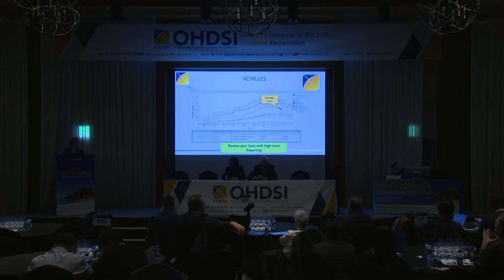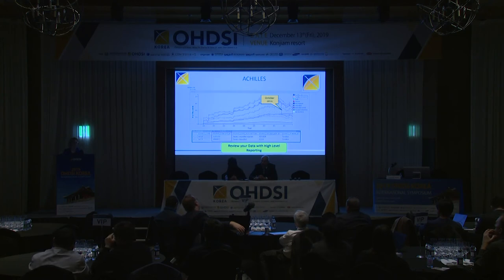One of my favorite parts of Achilles is this data density plot, which is a very simple plot, and all it is showing me is how much data is in each table over time. And typically what we see is the tables grow over time, but they follow somewhat of a pattern.